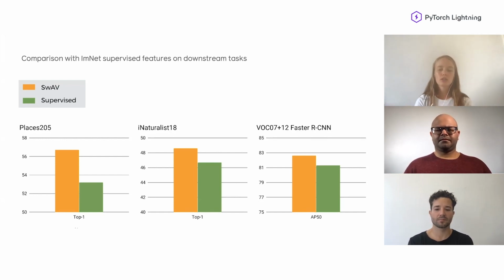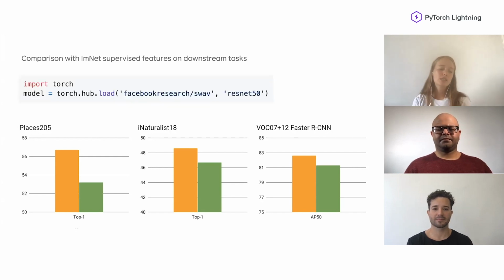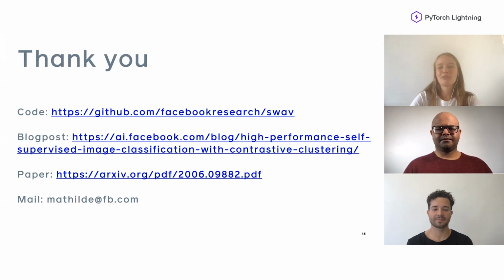We see that on all the considered transfer tasks, our SwAV features outperform the supervised backbone. And we are actually the first self-supervised method to outperform the supervised features on all of these downstream tasks. So we have released our model and our weights so that other researchers might also benefit by replacing the ImageNet backbone with our network. So that's it. Thank you very much for your attention and for your questions.